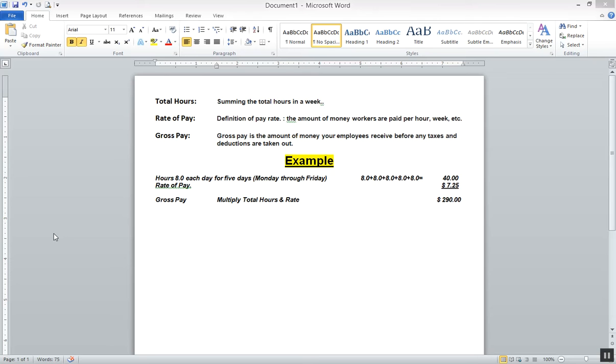My example here, my gross pay was $290. I multiplied total hours, which were 40 hours that person worked that week, times the rate, which is the minimum wage, and they would have received $290 as their gross pay. That would not be what they would take home though. That's just their gross pay. In the upcoming days, we're going to learn how to calculate something called net pay. But currently, we are looking at how to calculate gross pay.